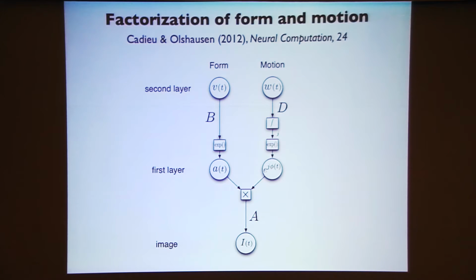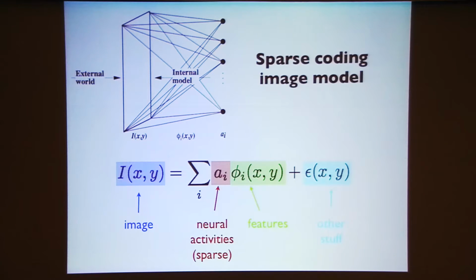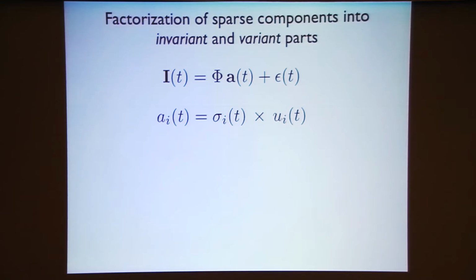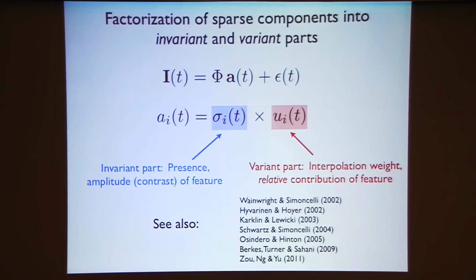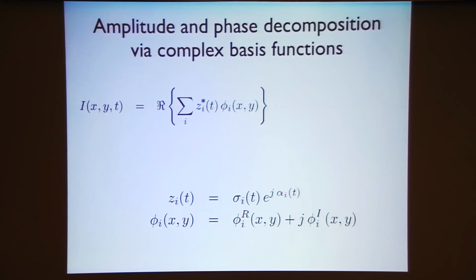Okay, so for the first layer, we use a sparse coding model, and rather than a sparse coding model of real basis functions, I'm just going to have to zap through this really quickly. We use a sparse coding model based on complex functions, and okay, so the idea is shown here.